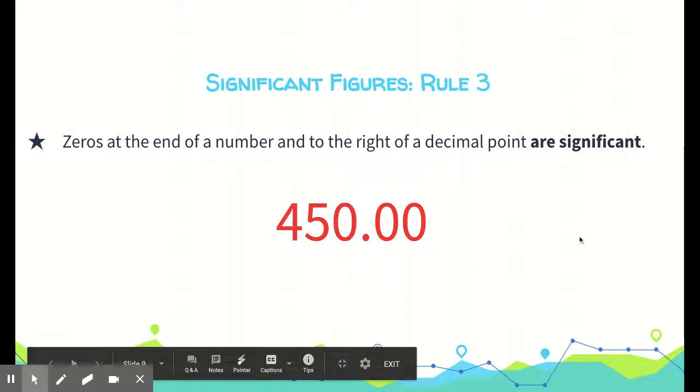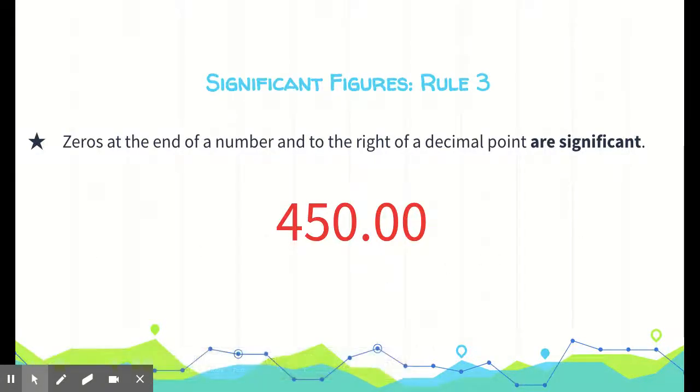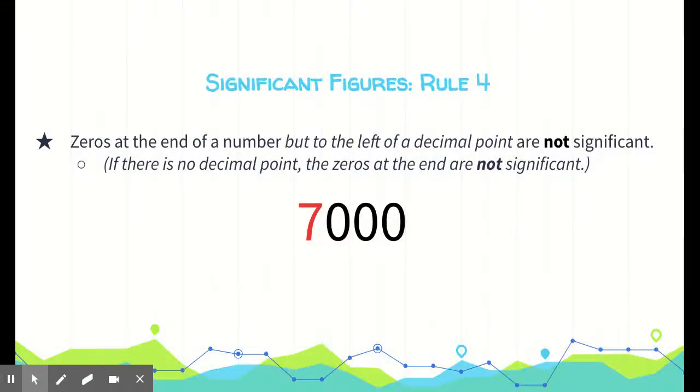Zeros at the end of a number after a decimal point are significant. So what this is showing is that the measurement didn't stop at 450. Whatever measurement tool was being used had more precision and could tell you that it definitely was 450.00, that there was nothing else after that. So these are significant. This value would have 5 sig figs.